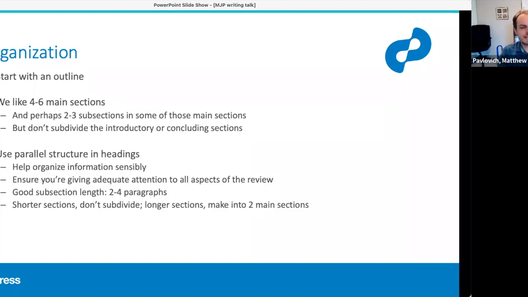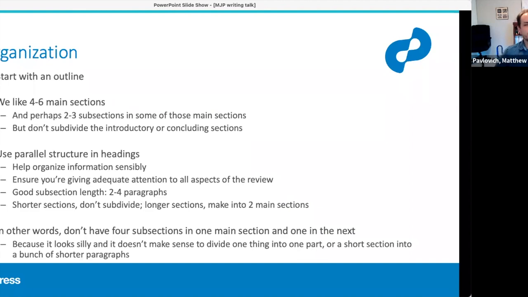Use parallel structure and headings. So just think about how everything flows together and fits together. You want to make sure that you're giving enough attention to every aspect of the review. Maybe you have a topic within this field that you really love or that you research yourself, and you really want to get all the references in there and get all the details in there. And then that ends up consuming 2/3 of the review, and you have to make your other section short. If you start with an outline and you start with writing good section headings, you're going to avoid doing that.